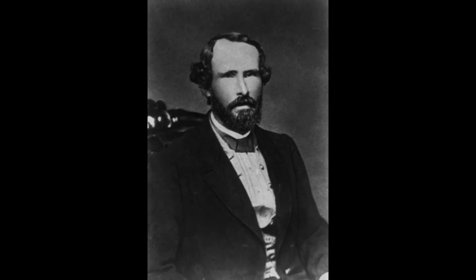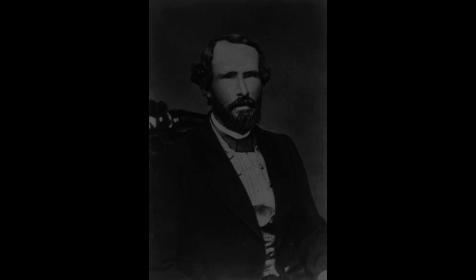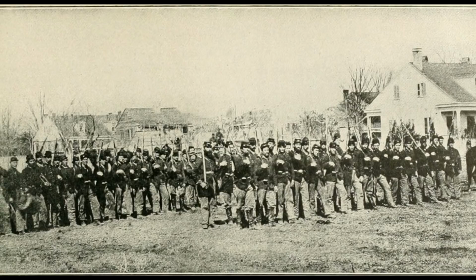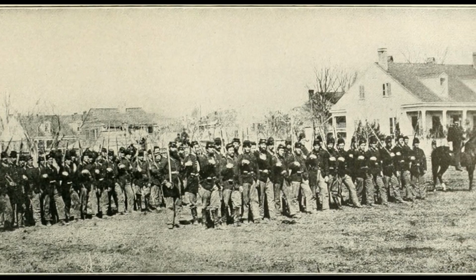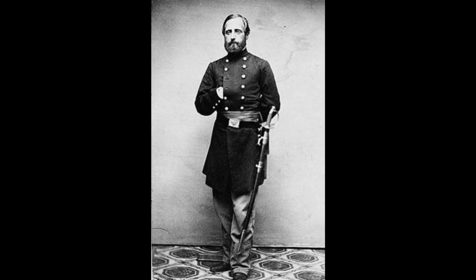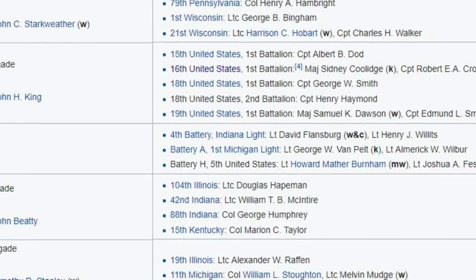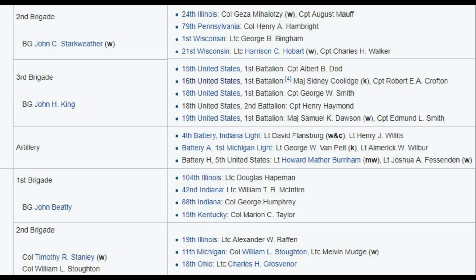But there is at least one connection to the Union Army on the Jefferson family tree, and that belongs to Major Philip Sidney Coolidge, who was actually a great-grandson of Thomas Jefferson. Major Coolidge actually was in command of the 1st Battalion of the 16th United States Infantry, 308 men, at the Battle of Chickamauga, where he, Major Sidney Coolidge, was killed in battle.